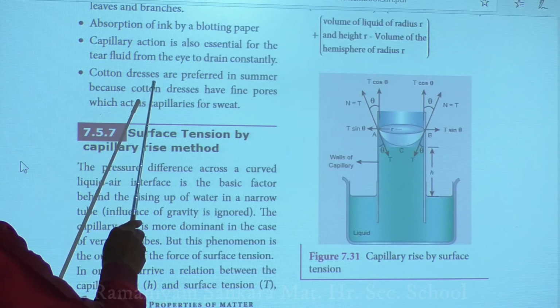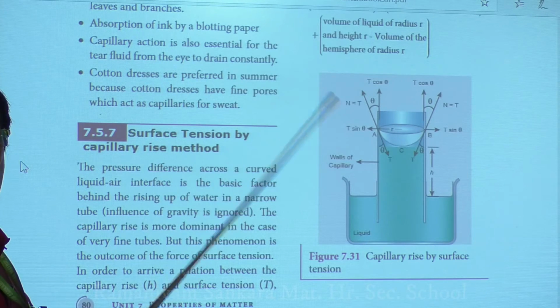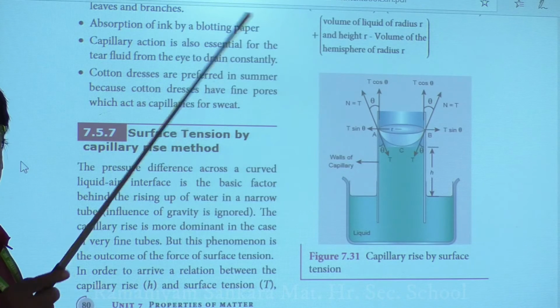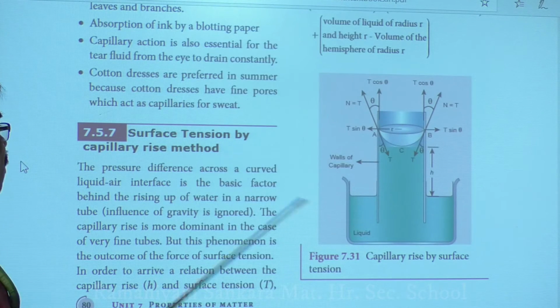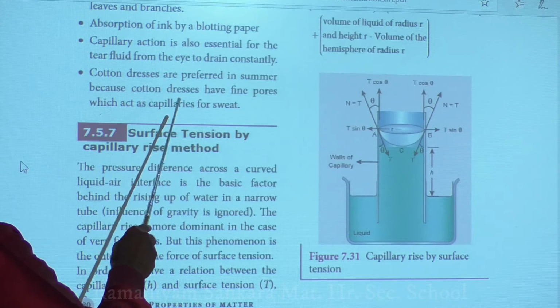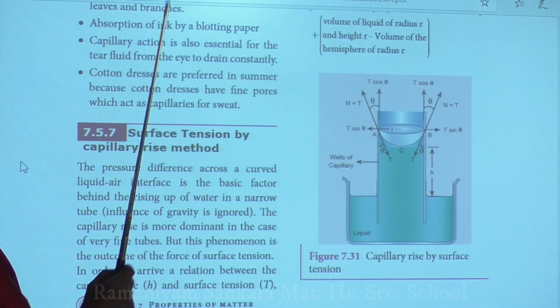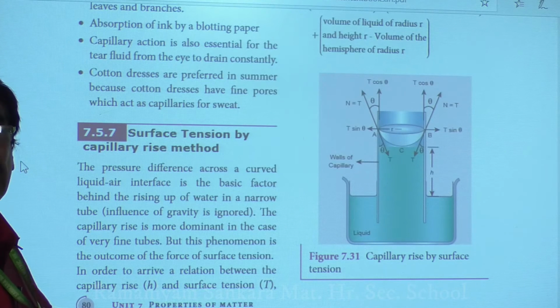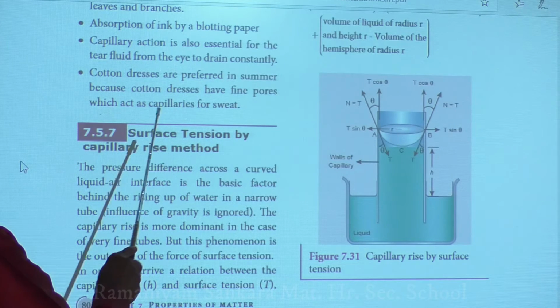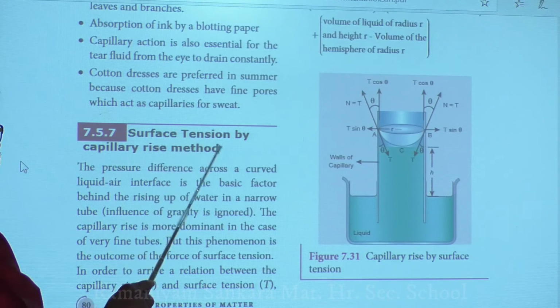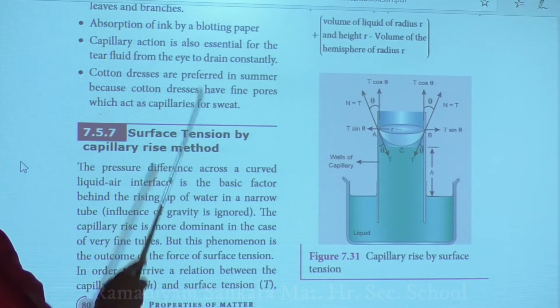Cotton dresses are preferred in summer. In April and May you have more sweating, so we use cotton dresses because cotton has fine pores. What are pores? Small holes, minute holes which you cannot see with your naked eyes, which act as capillaries for sweat. It's not sweet, it's sweat.